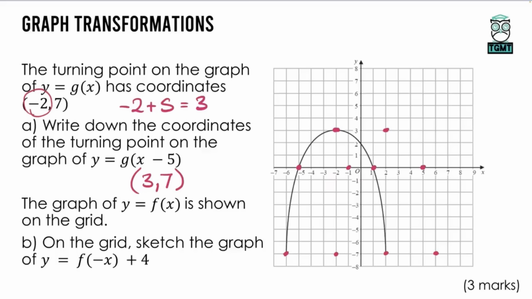Now, if it was just -x, that would be the transformation that would take place. It's done a reflection in the y-axis. And there we go, we'd sketch it in like that. However, this particular one is also asking us to add 4. Now, when there is a number outside of the bracket, it affects the y-coordinates. And thankfully, unlike when it's in the bracket, it does do what we'd expect. So here, that would move it up by 4.